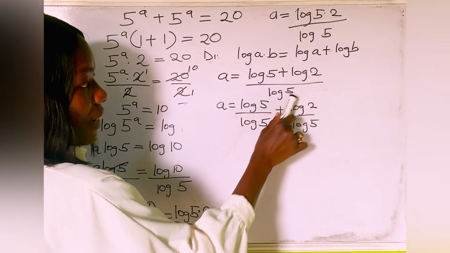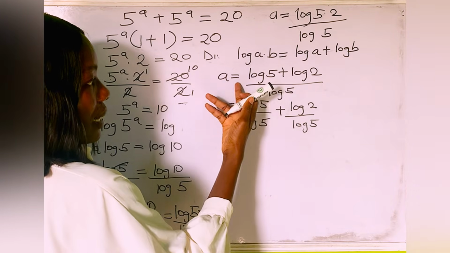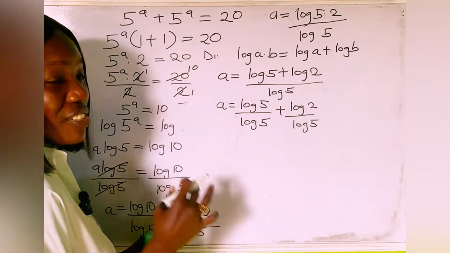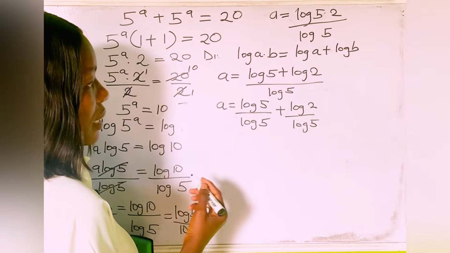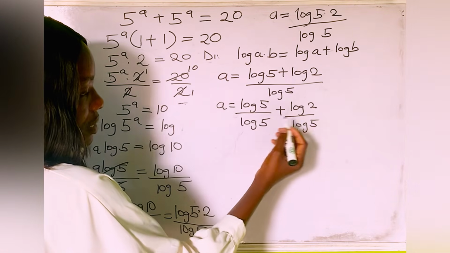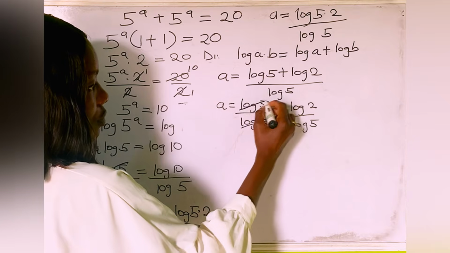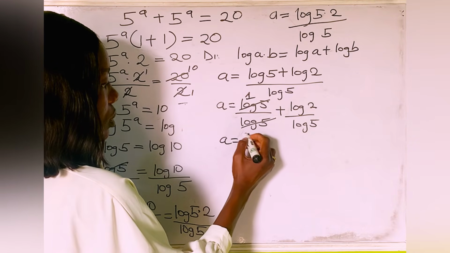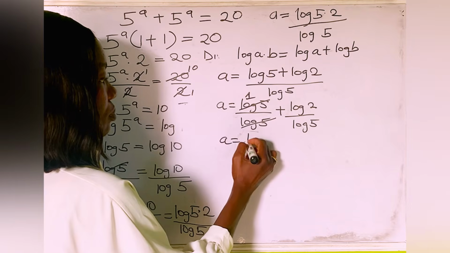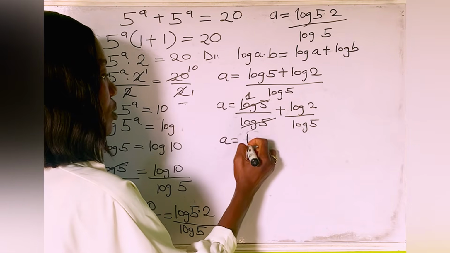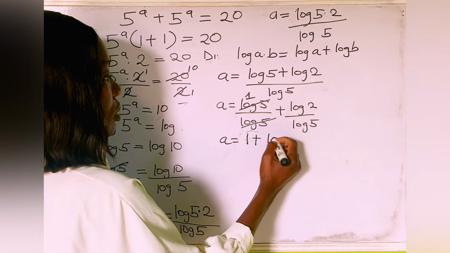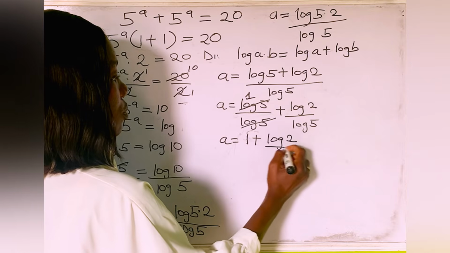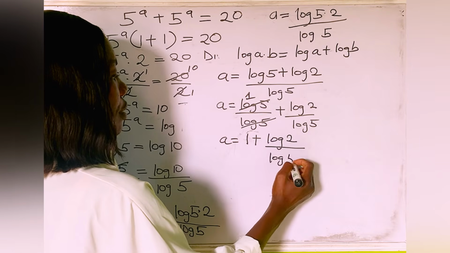This log 5 applies to both parts, log 5 and log 2. It doesn't take away from anything, it applies to both parts. So now let's cancel this out. Log 5 cancels log 5, we have 1. So we have that a is equal to 1 plus log 2 over log 5.